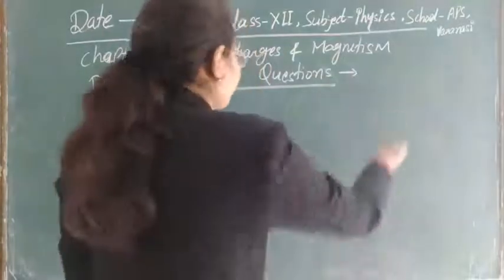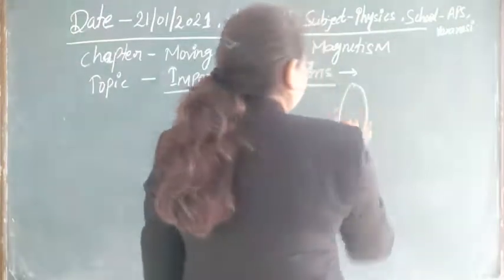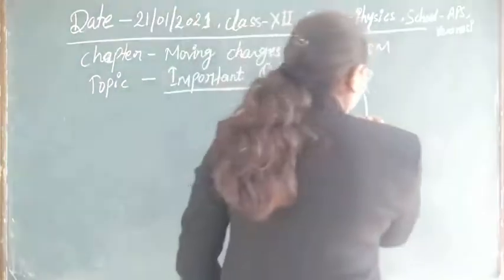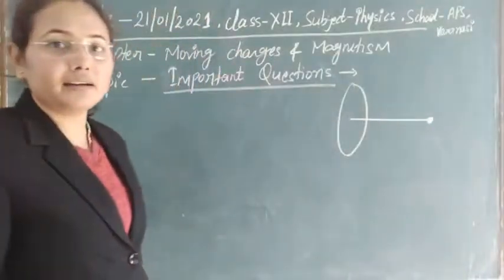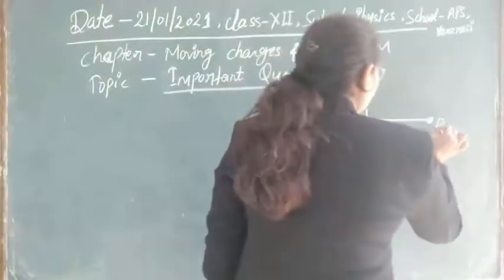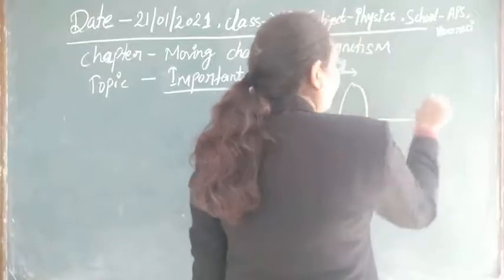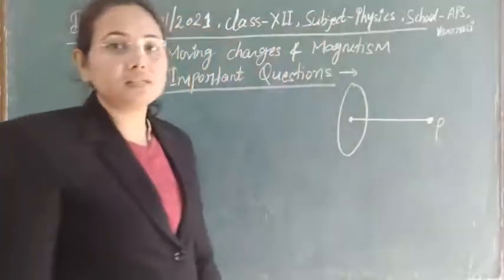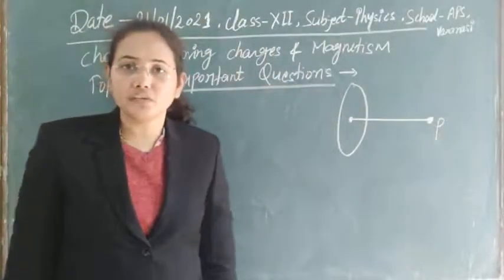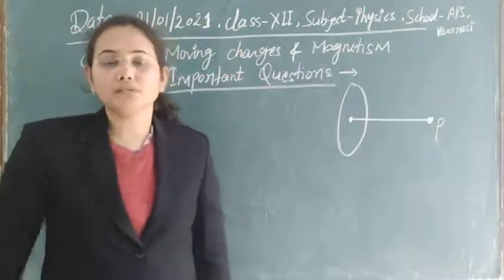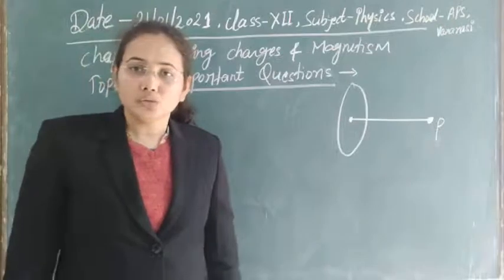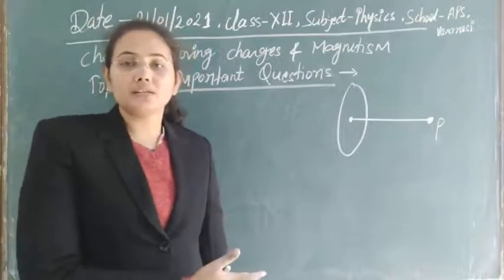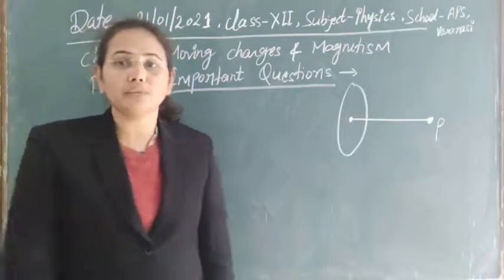Suppose this is a current loop we have, and this is the axial point of this current loop. At this point, what will be the magnitude of the magnetic field and what will be its direction? That question is also very important, and numerical problems have been asked based on it. Its derivation you can see by using the Biot-Savart law.